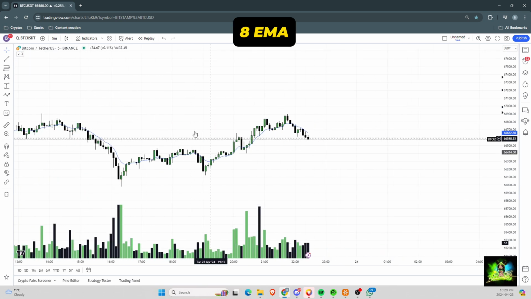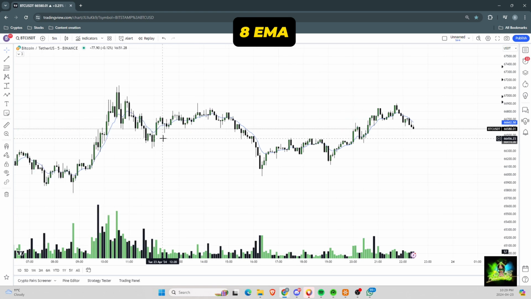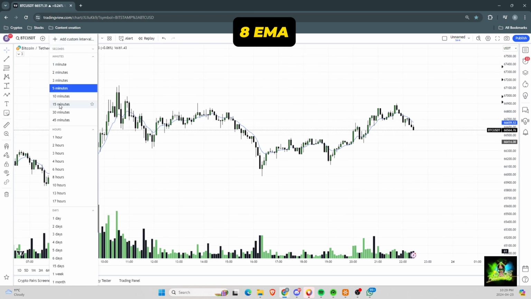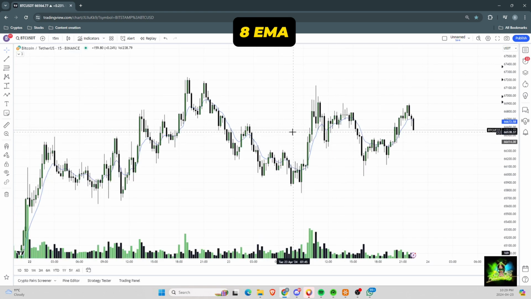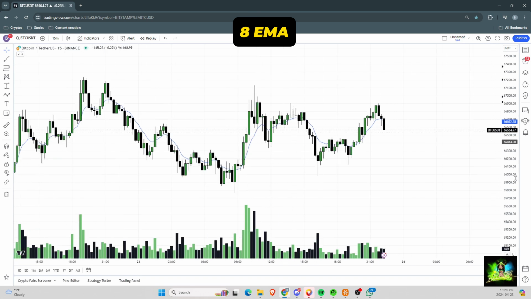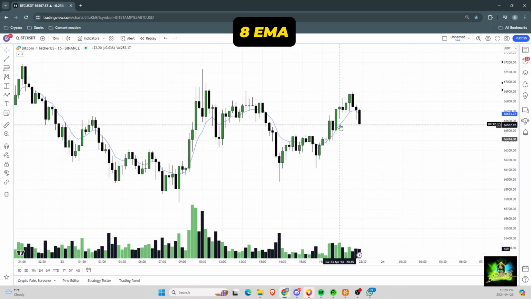As you can see, it acts as a support or resistance on the 5-minute chart to 15-minute chart. So if you're trading a lower time frame, you can use this for entering and exiting a trade and use 21 to determine support and resistance. What do I mean by that? So now let's hide this one.